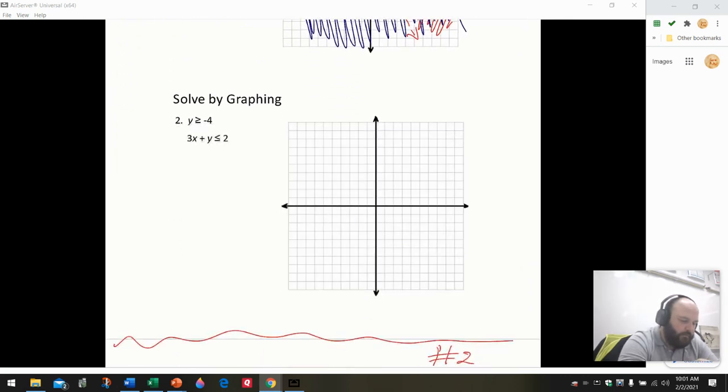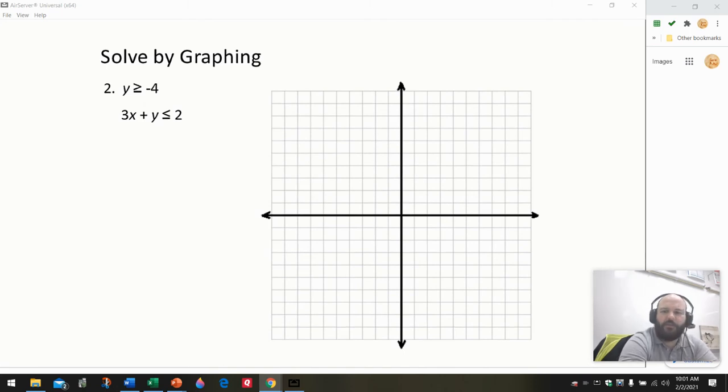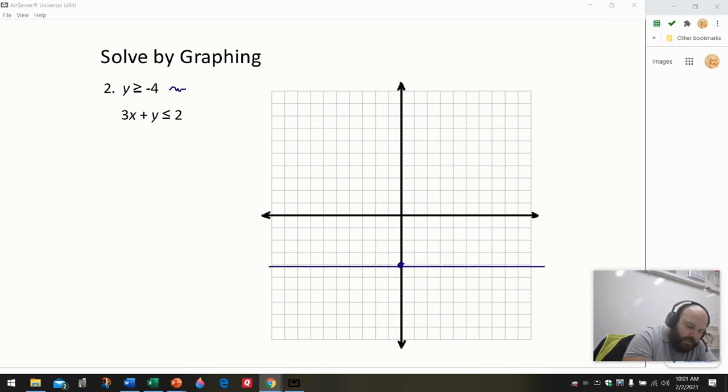So we're going to do one more. I'm going to show you how to graph this one. This one's a little bit different because it is a special case. In case you've forgotten, this first one, y is greater than or equal to negative 4. That is a horizontal line. So that means you just simply go down to negative 4 and you put a dot. And in this case, it would be a solid line because it's a greater than or equal to. So we're going to put our solid line there and draw our arrows.